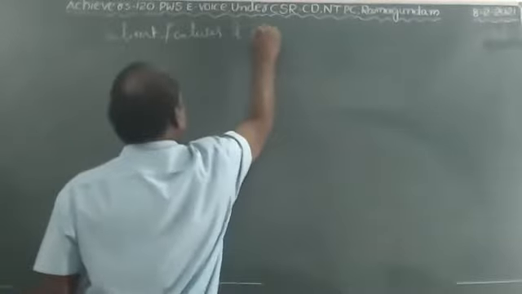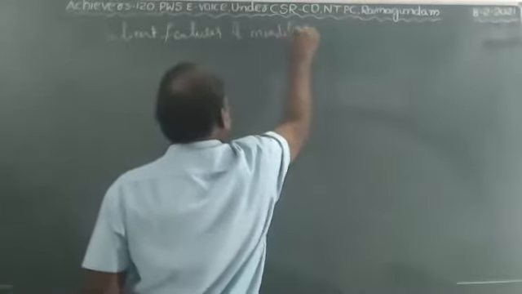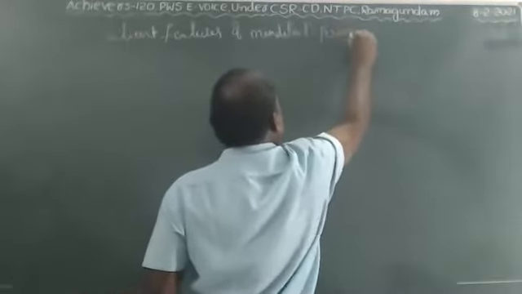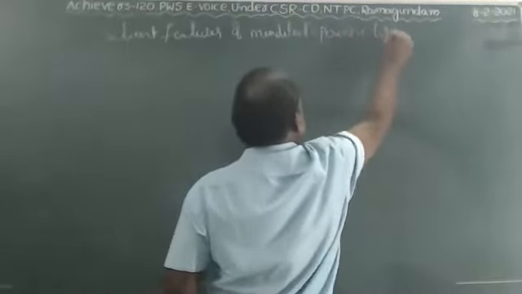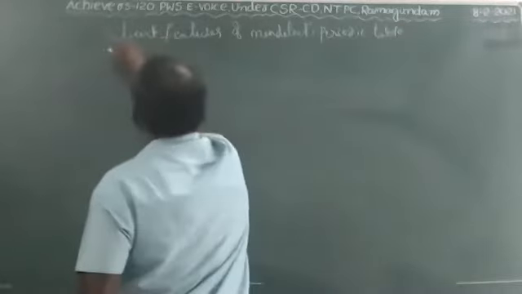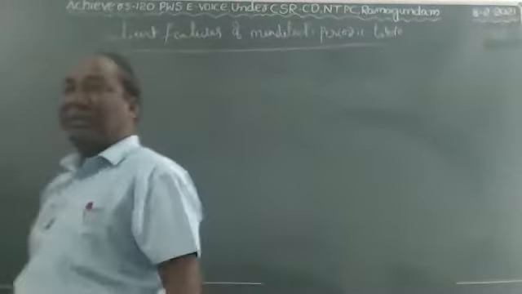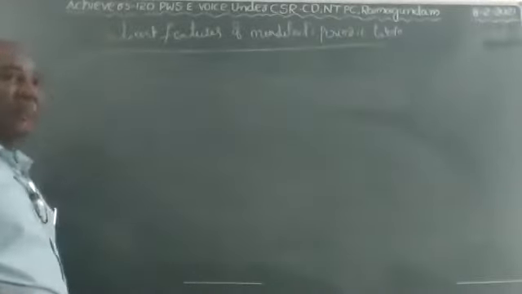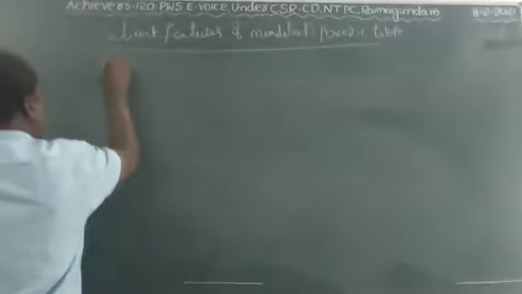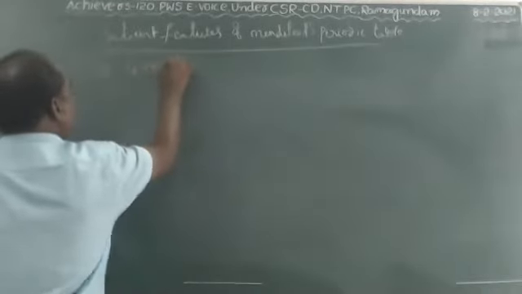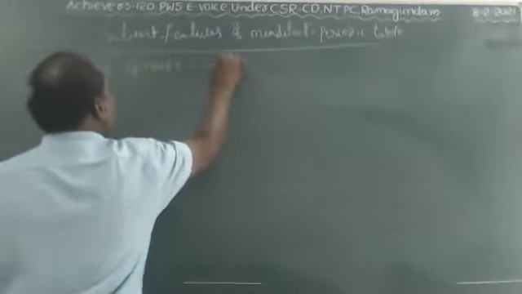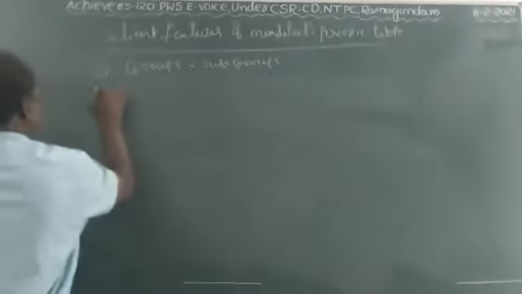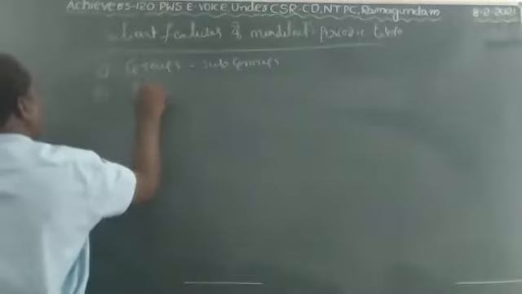Salient features of Mendeleev's periodic table. So what are the salient features present in Mendeleev's periodic table? Let me see now. First one is groups and subgroups. Second one, periods.